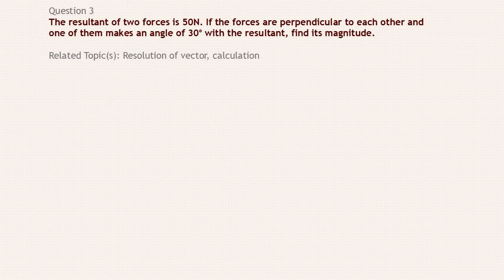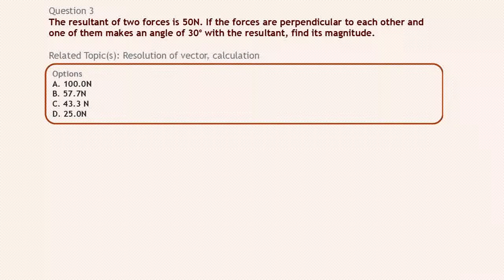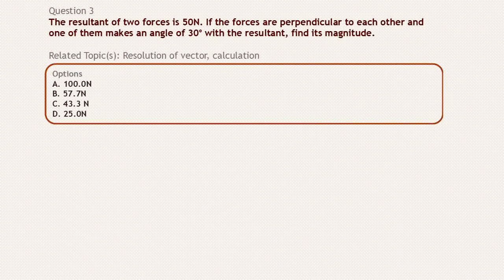Next question: the resultant of two forces is 50 Newton. If the forces are perpendicular to each other and one of them makes an angle of 30 degrees with the resultant, find its magnitude. That is the magnitude of that force that makes an angle of 30 degrees with the resultant.